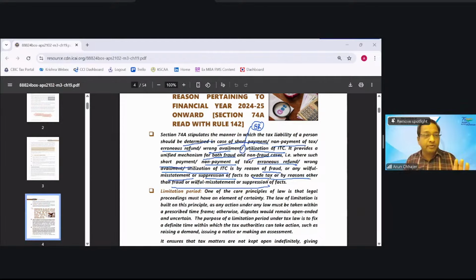So this was a big problem: if the notice is issued for 74 after the time limit of 73, and the officer is unable to prove that there was a malafide intention, then what happened? The entire proceeding has to be dropped. So what happened? The department gets neither tax, nor interest, nor penalty; even the tax is not recoverable. So therefore, now there is a common time limit. Let's see. There is a slight difference which we will see.